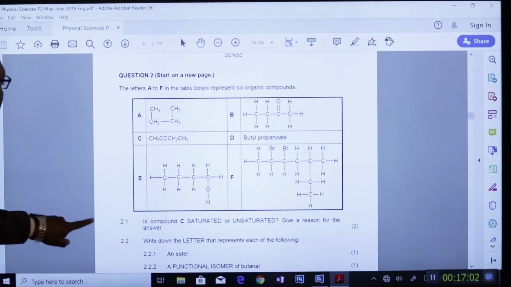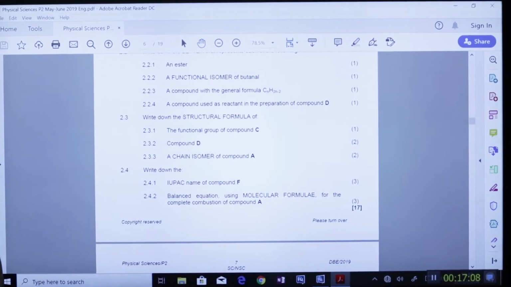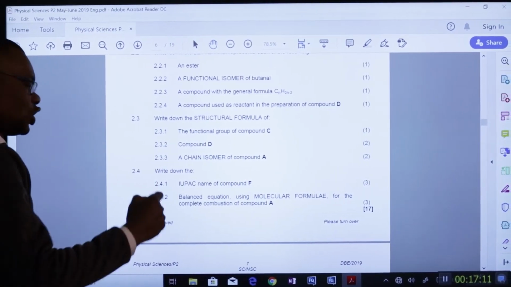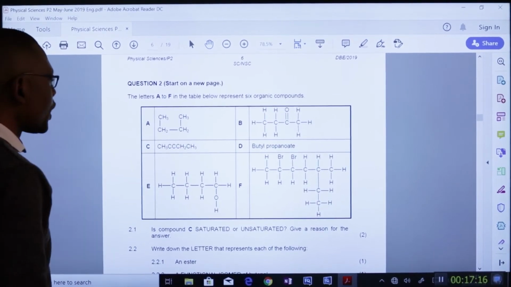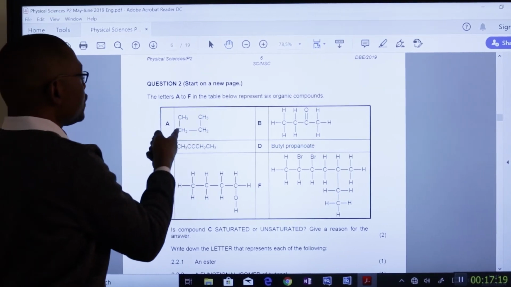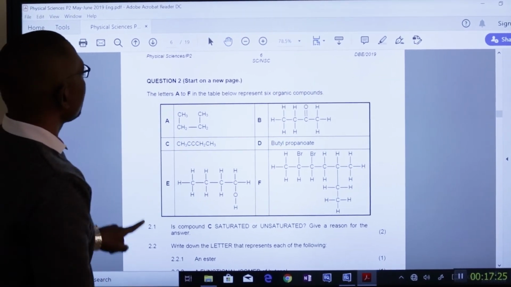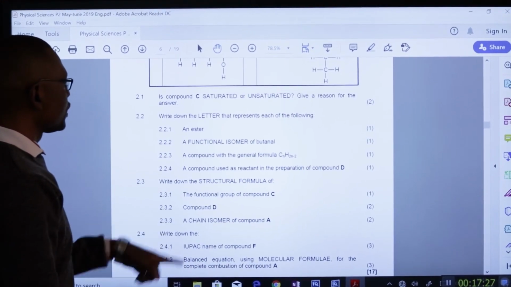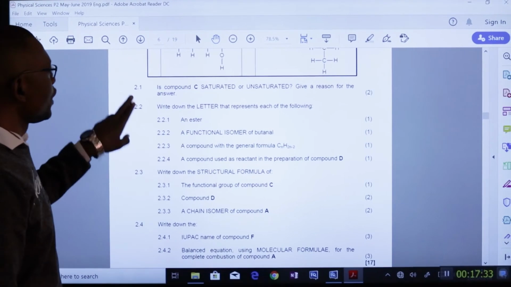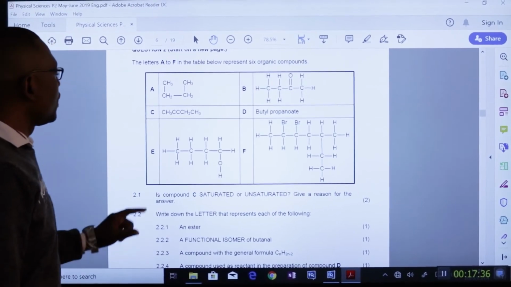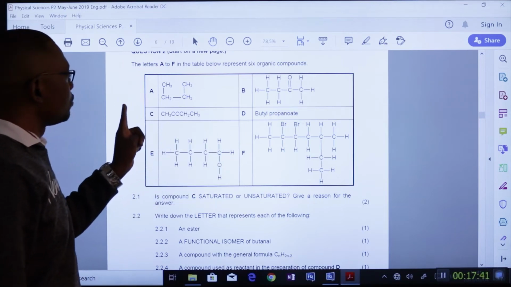And then on top of that, you see that we also need a chain isomer of compound A. A chain isomer of compound A. So if you look at A, it has got a CH3, and 2 carbons like this on a chain like that. So if we are to make this a chain molecule, it means that it would have undergone isomerism. So for that reason, you'll see that F represents very well a chain isomer of compound A.